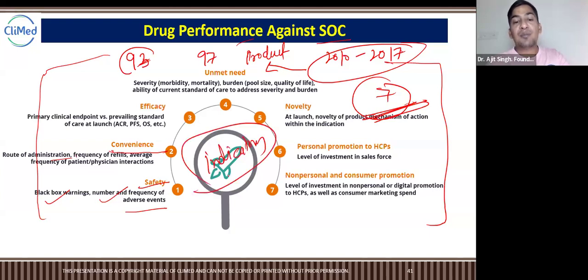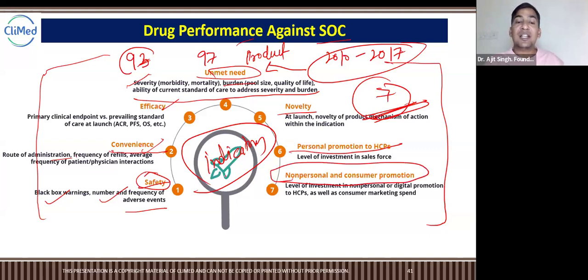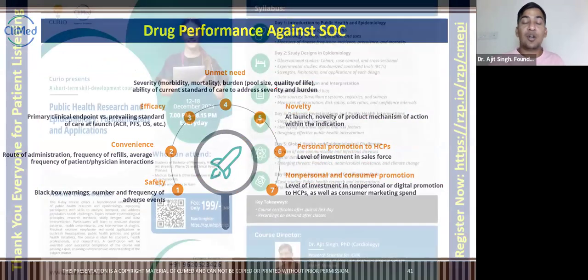These must be completely described if you want to check the performance of a drug against the standard of care. And if you want the drug to perform well in the market, these things should be correctly mentioned: safety, convenience, efficacy, unmet needs, like what is the severity of the disease, burden, and ability to current standard of care. So you will not see all of this on the label, but you will see it in the drug monograph. Drug monographs are prepared keeping all these things in mind: novelty, personal promotions to healthcare professionals, non-personal promotions, and consumer promotions. These 7 indicators must be there if you want a drug to perform best in the industry, or in the market, right?